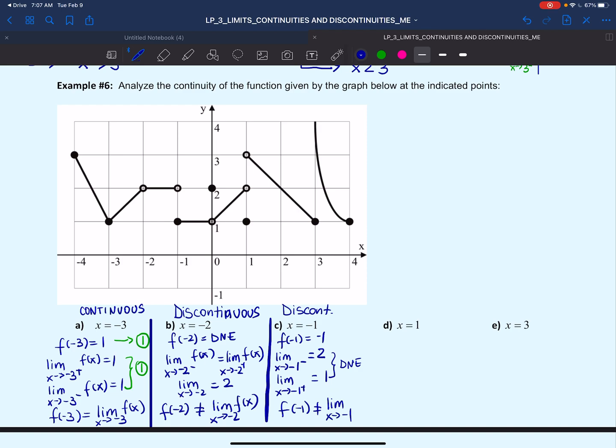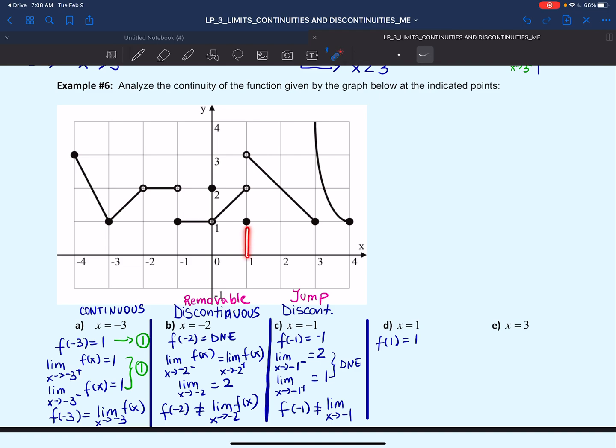Now, just to specify here, at negative 3 it is continuous, at negative 2 we had a removable discontinuity, and at x equals negative 1 we had a jump discontinuity. Next example, again, feel free to pause the video and try to do this on your own. Okay, and at x equals 1, here is x equals 1, we have f of 1 equals 1.